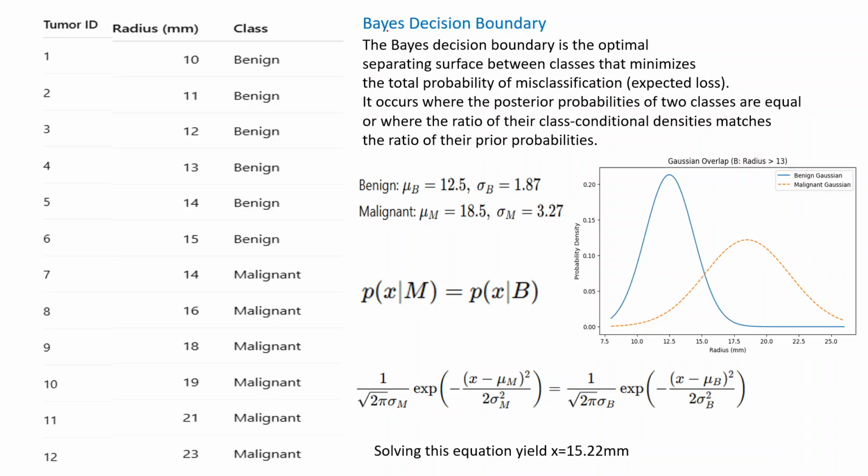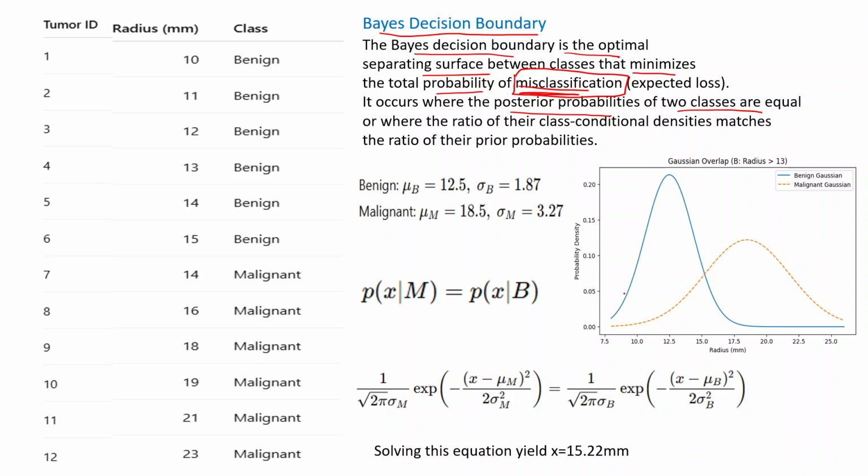Now, we will understand the Bayes decision boundary. What the Bayes decision boundary tells is the optimal separating surface between the classes that minimizes the total probability of misclassification, because any classifier should give us very less misclassification, that is the expected loss. With respect to the Bayes classifier, it occurs where the posterior probabilities of the two classes are equal, or where the ratio of their conditional densities matches the ratio of their prior probabilities.